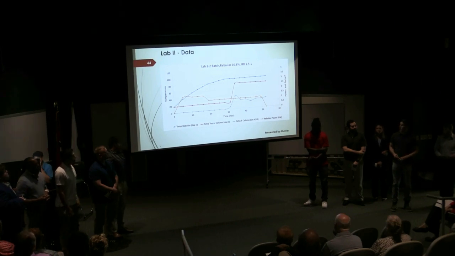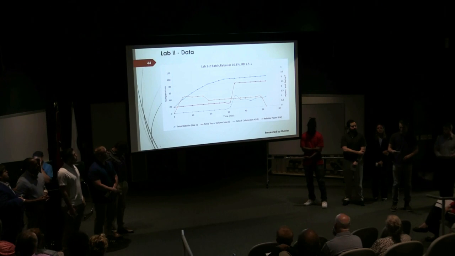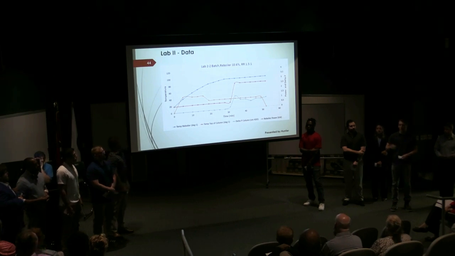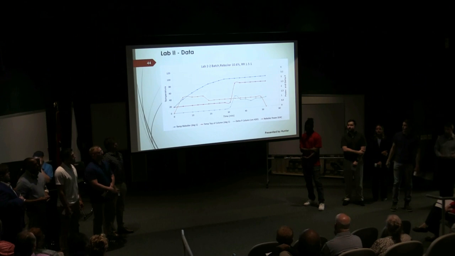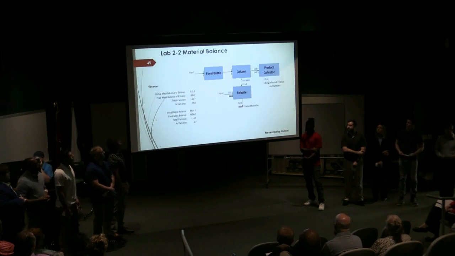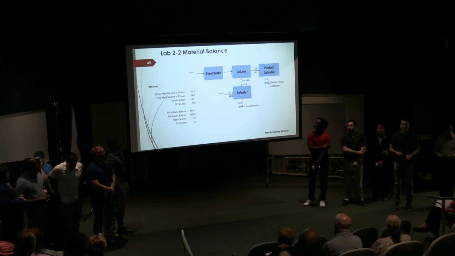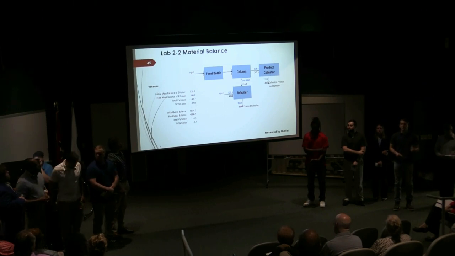We hypothesized that by increasing the reflux ratio, we're sending more solution to the top of the column, which increases the fluid resistance and then drives those higher delta P's. And then this is the 2-2 material balance. We did end up having a large error, but we assumed that was due to misreading the hydrometer.